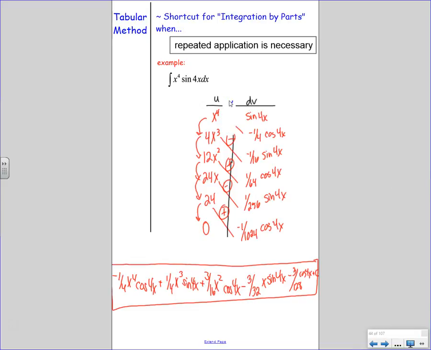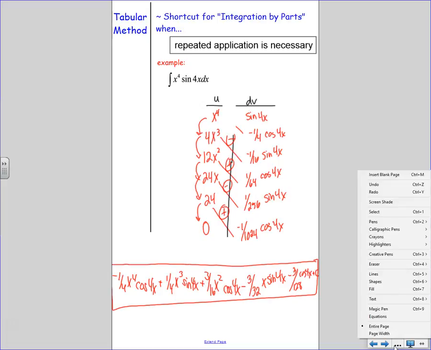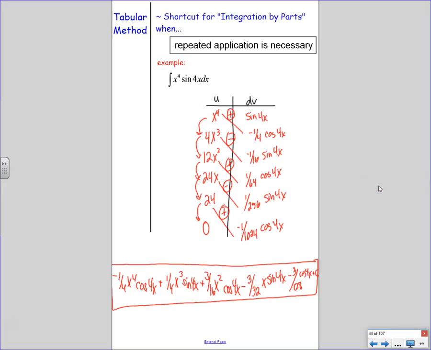What Noah's saying is that if you have the x and then you have the negative 1/4, sorry, x to the 4th, cosine 4x, he puts a positive and he goes down, like that. But you can go over and then circle and then down. It's a good system.